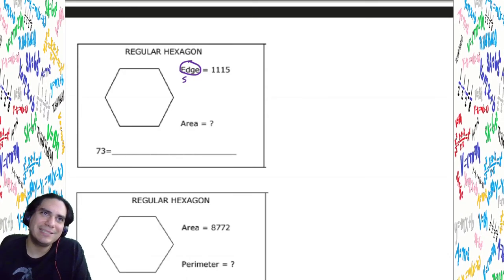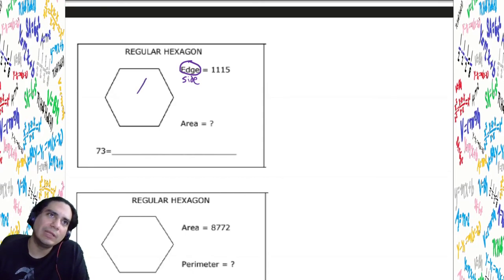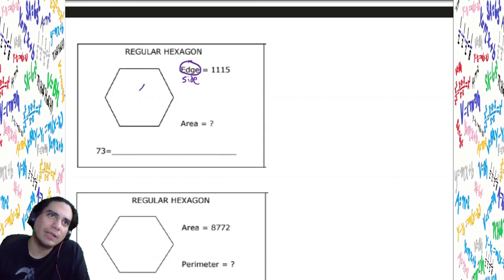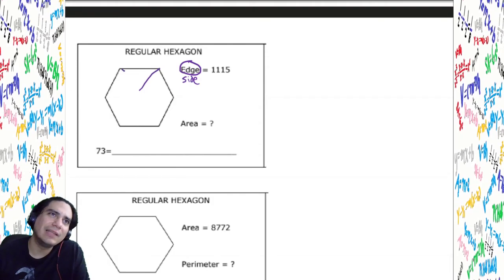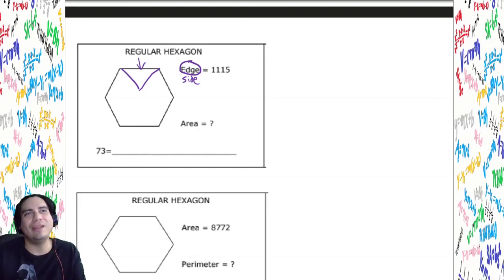The edge is the same thing as the side of one of these equilateral triangles. Oh, man, that was a terrible line. One of these equilateral triangles right there. That's the edge right there. All right, so let's go ahead and do it.